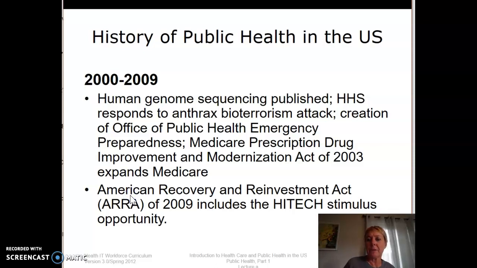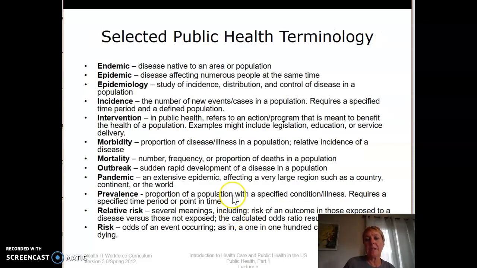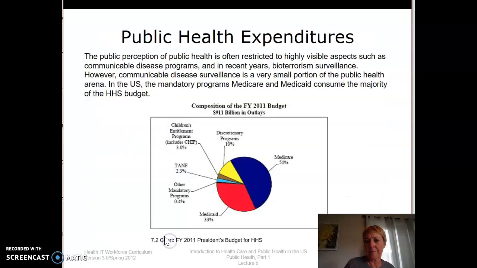They had HIPAA. They established SCHIP, the State Children's Health Insurance Program. Then in 2000 and 2009, it progressed, and then we had ARRA and the HITECH stimulus opportunity. These are terms related to public health. You're going to learn these in health statistics as second-year students, but the two terms are incidence and prevalence of disease. Prevalence is the portion of the population with a specific disease, and incidence is the number of new cases of disease. So these are all terms related to public health.